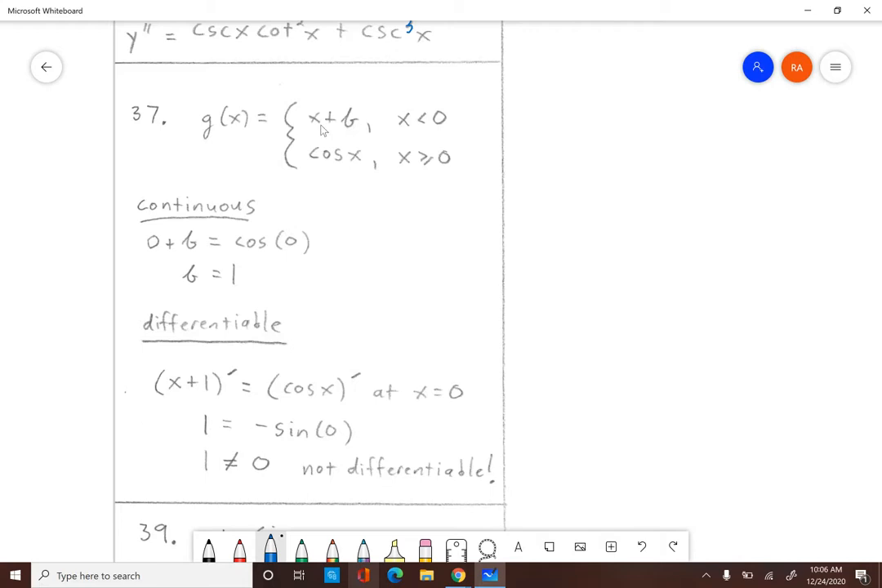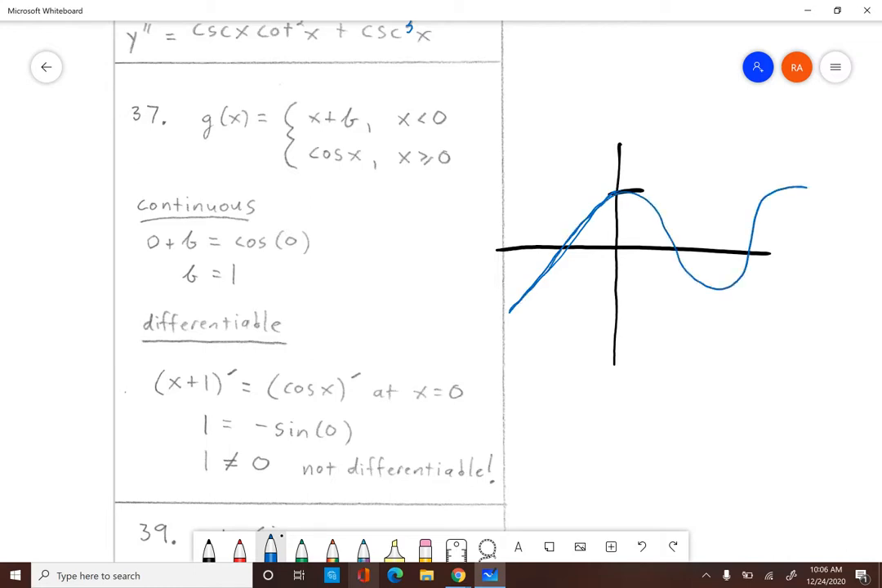But if I draw x plus 1, x plus 1 looks like this. And then cosine is going to do that. So it's looking like I'm going to get this kind of sharp corner, because this is coming in with a slope from the left that is the slope of the line. And then I can just plug 0 into the derivative of both of these to check, is this function differentiable at x equals 0?